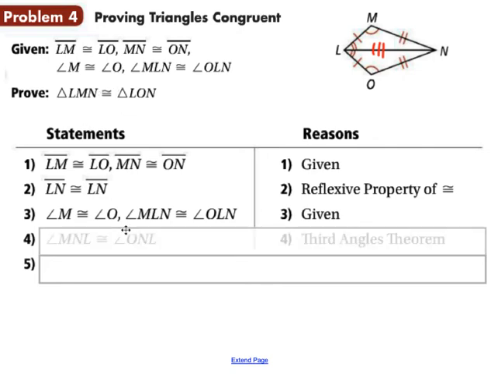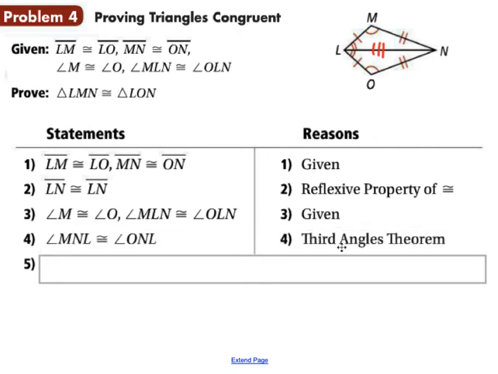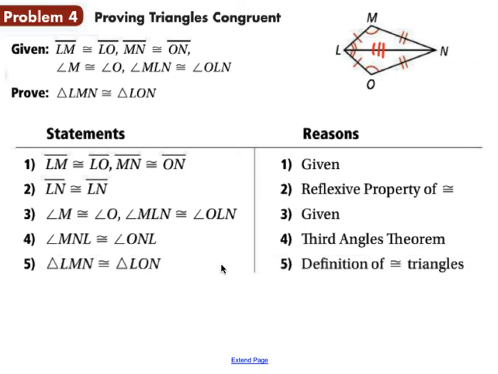So we can say that the last angle is congruent from that theorem from the last slide. The third angles theorem tells us if we have two angles that are congruent in a triangle, then the third ones have to be congruent. So angle MNL is congruent to angle ONL from the third angles theorem. Therefore, we can say triangle LMN is congruent to triangle LON by the definition of congruent triangles. We have proven that all three sides and all three angles are congruent, so the triangles are congruent.